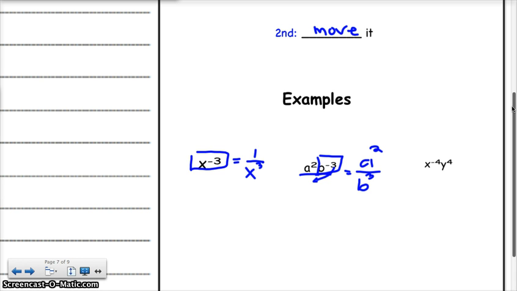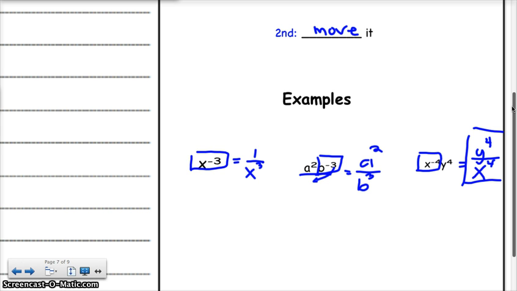X to the negative 4, y to the 4. What has a negative exponent? Box off the x, move it. I have nowhere to go, so I make it go to the basement. That's simplified. You always know that you're simplified if the exponents are positive.